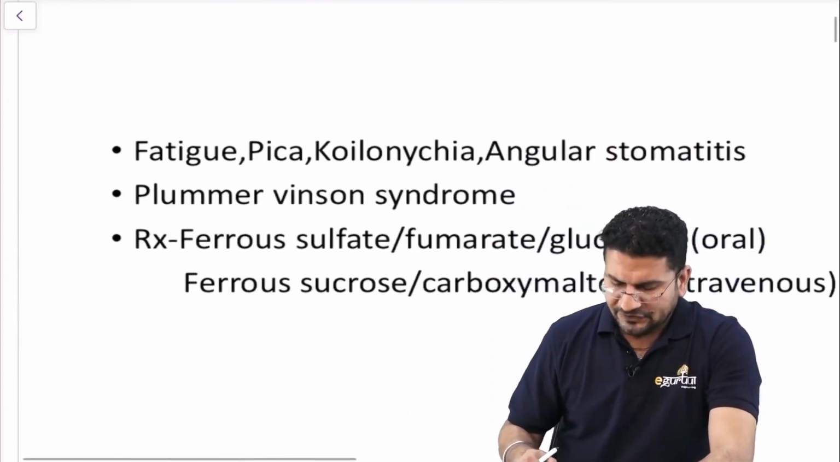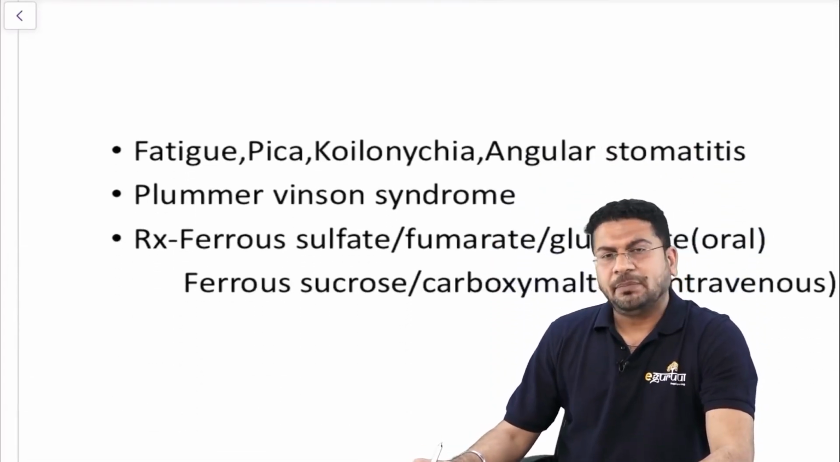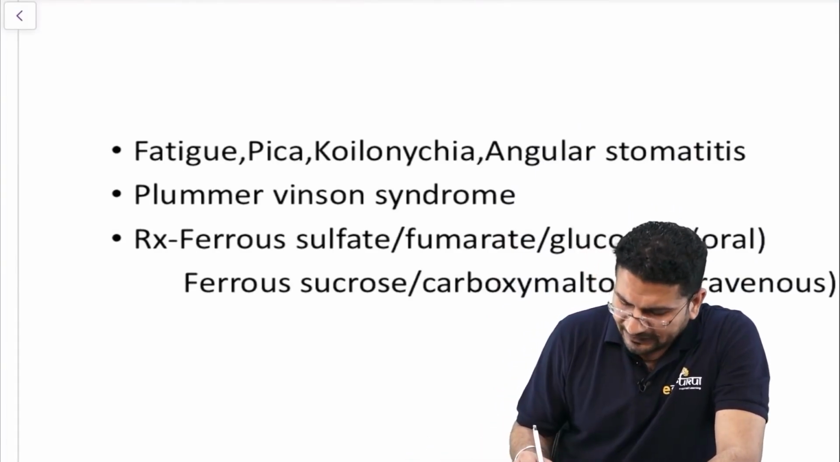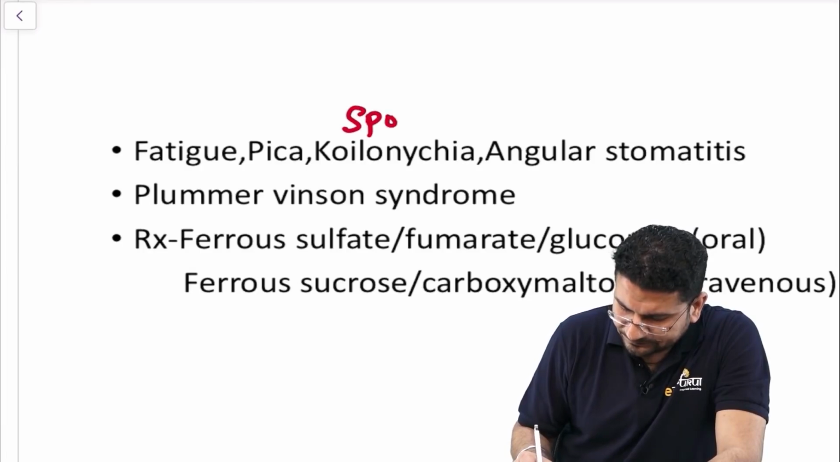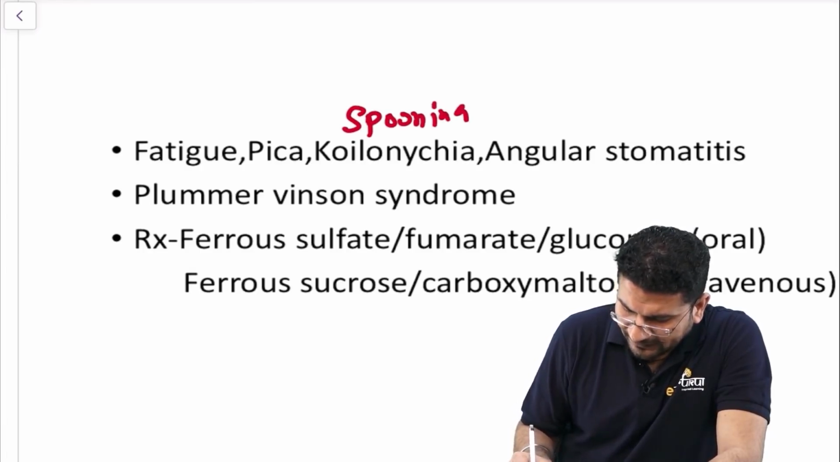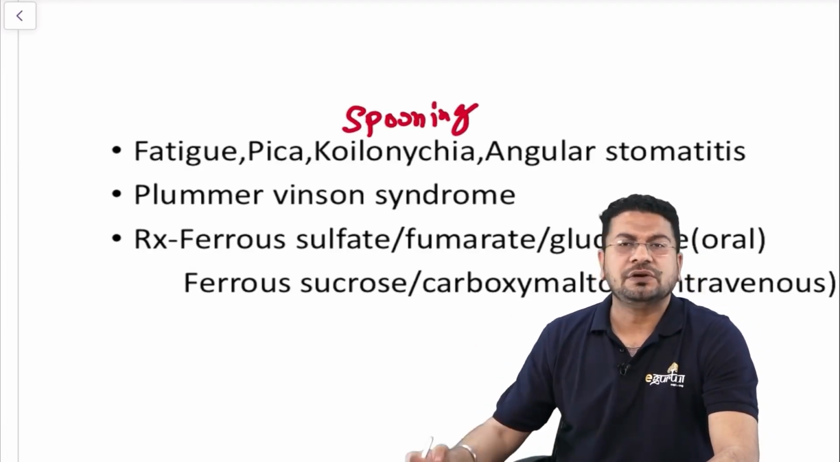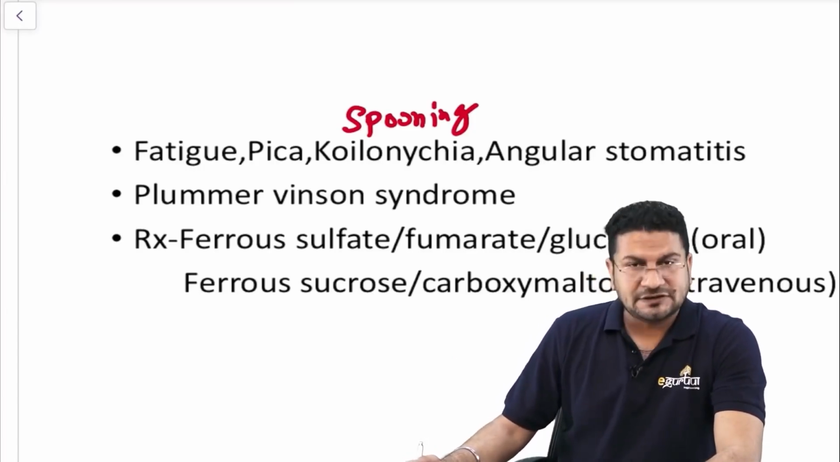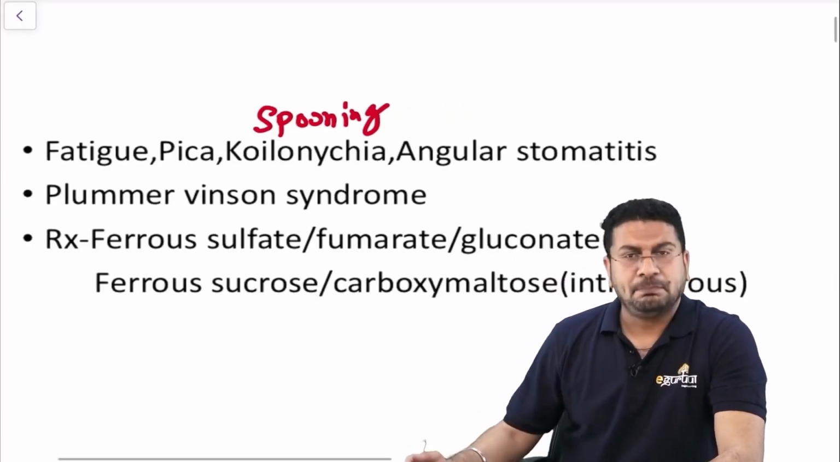Features: the patient will have fatigue and pica. Pica means the patient starts eating non-nutritive things like chalk, slate pencil, batti. There will be koilonychia, meaning spoon-shaped nails, and angular stomatitis. Patient can develop Plummer-Vinson syndrome.